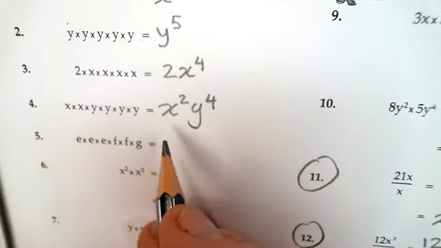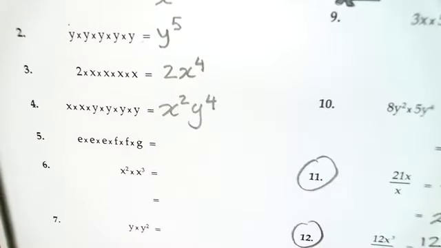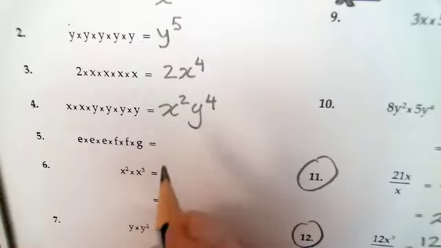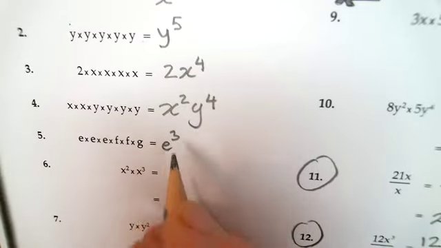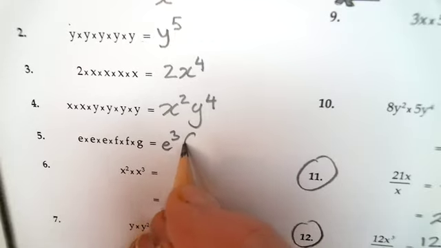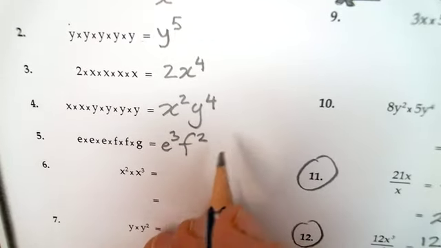Next I've got E, F, and G. Well, again, do them in alphabetical order. So I've got 3 e's, so it's going to be e to the power of 3. E times e times e. And f squared, and there's a g on the end. There it is.